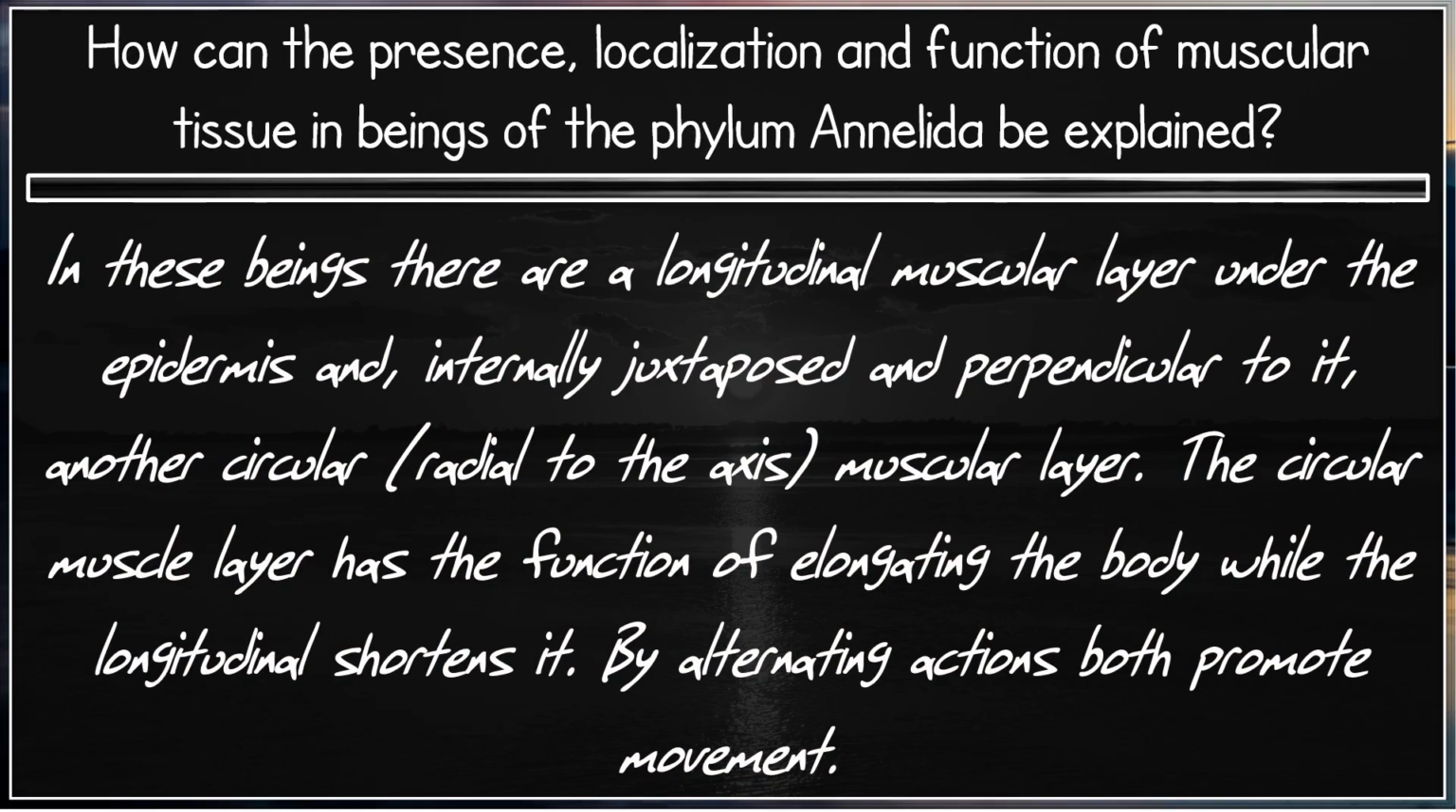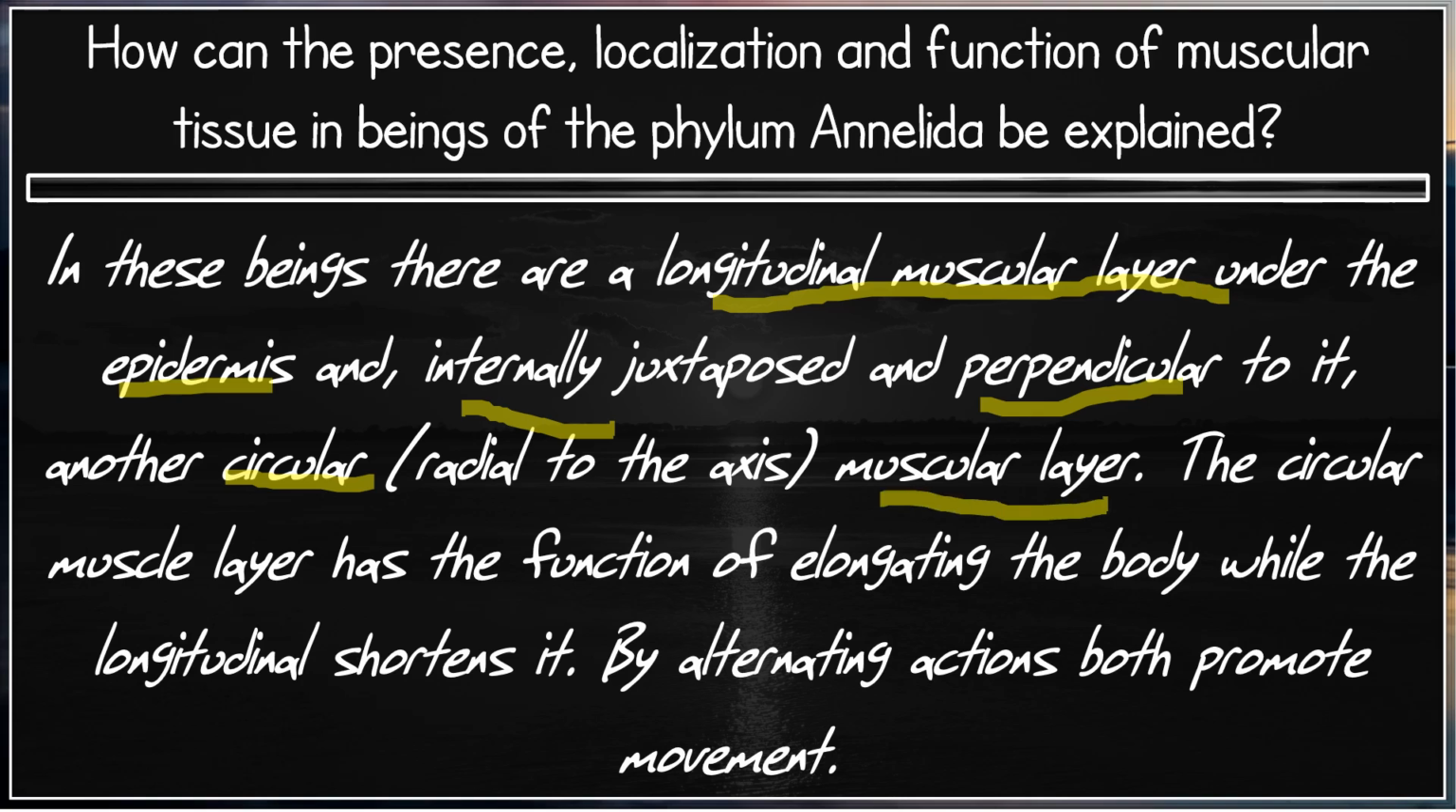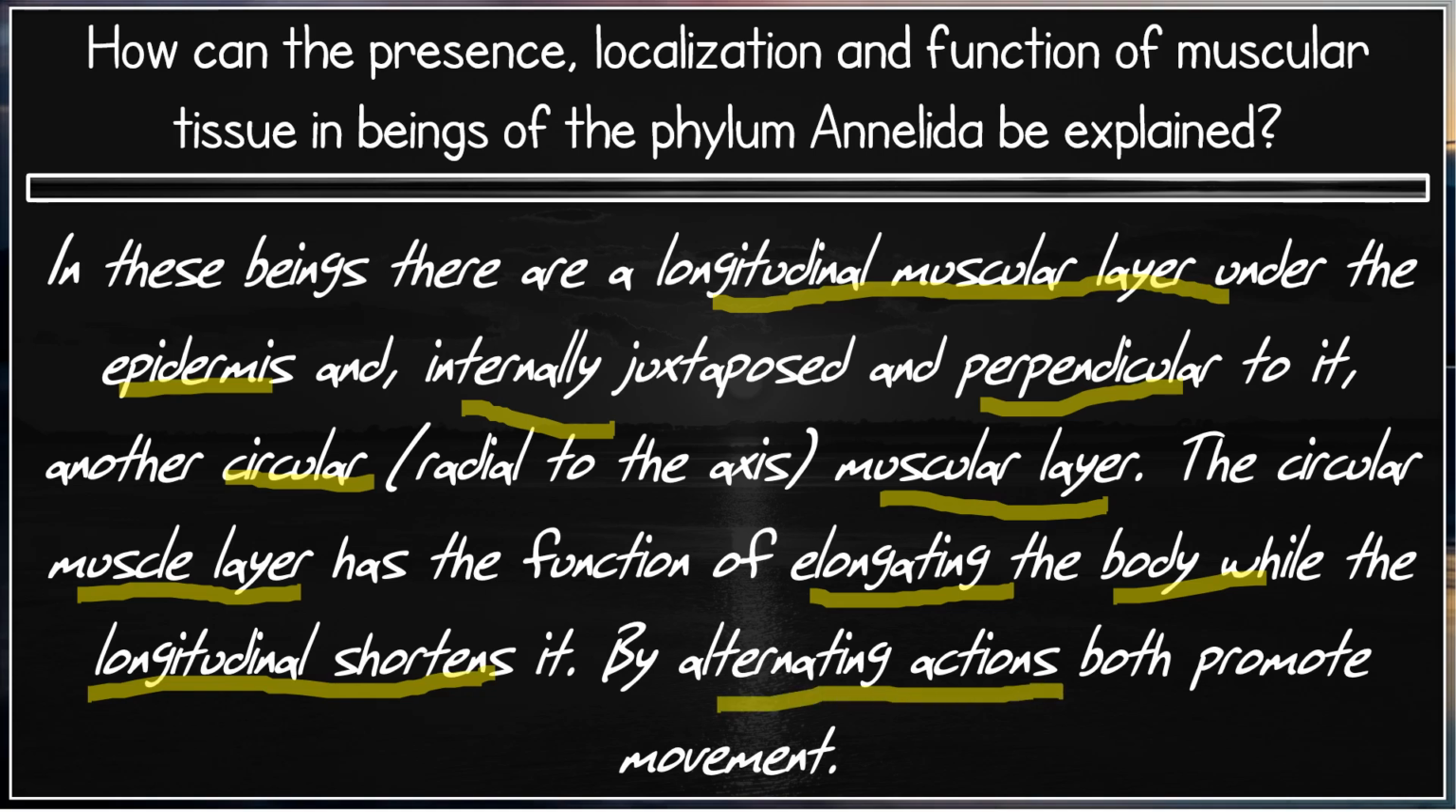In this being, there is a longitudinal muscular layer under the epidermis, and internally, just posterior and perpendicular to it, another circular or radial to the axis muscular layer. The circular muscular layer has a function of elongating the body, while the longitudinal shortens it. By alternating action, both promote movement.